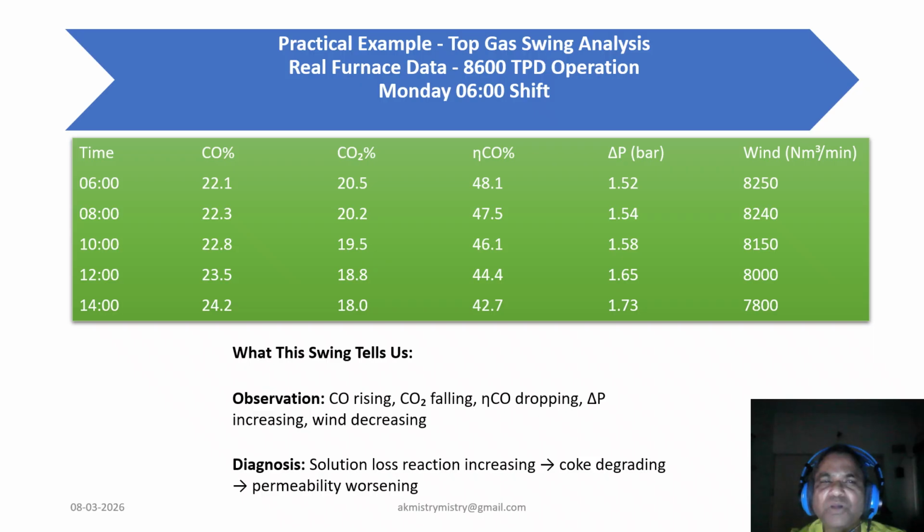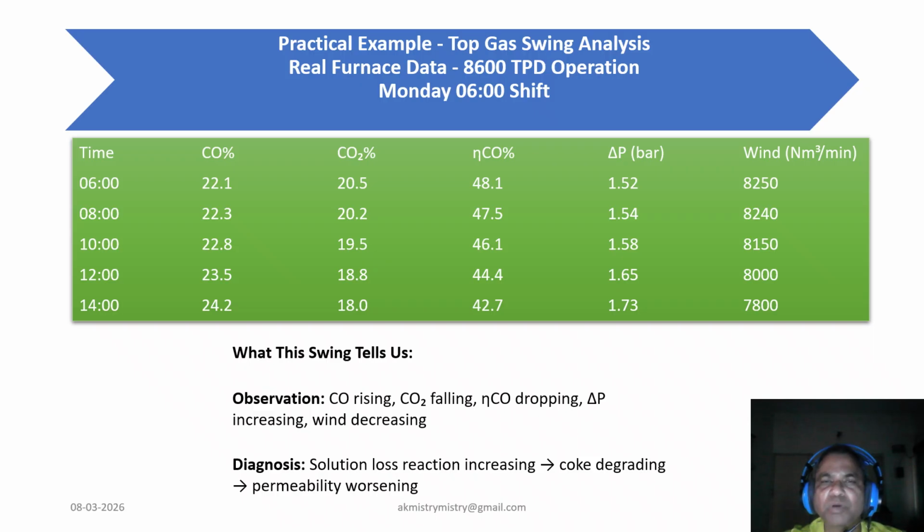The solution loss reaction is increasing. CO2 is reacting with the coke creating more CO, which is why CO is up, but this reaction is endothermic. It consumes heat and degrades the coke. The degraded coke is hurting permeability, which is why we see the pressure drop go up and struggle to push wind. This is a classical sign of a furnace under thermal stress.